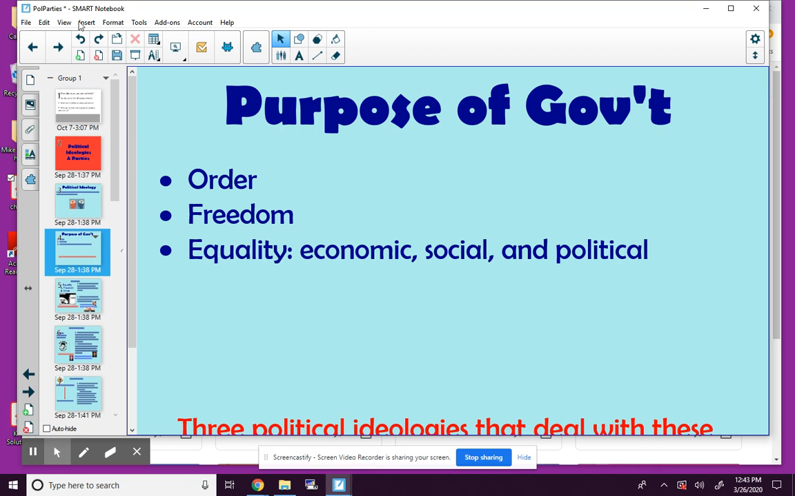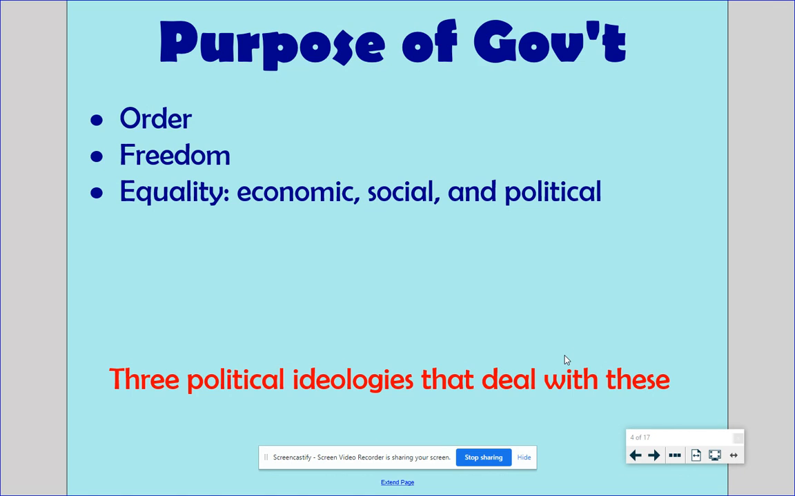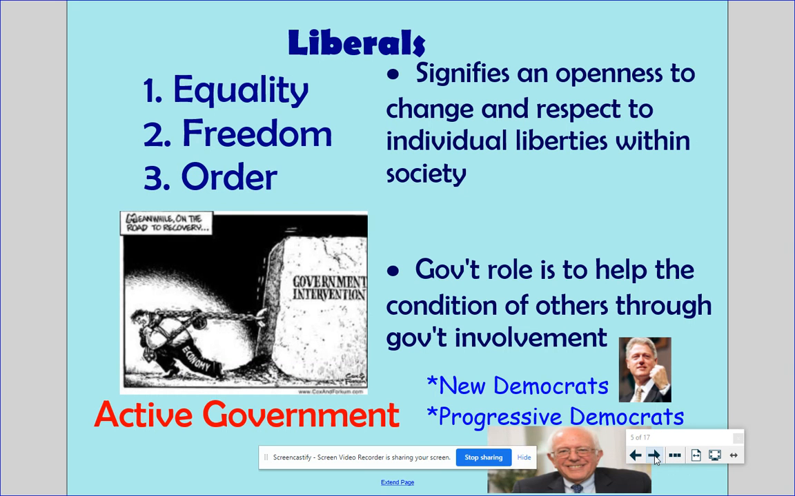As I mentioned earlier, there are three purposes of government: order, freedom, and equality. So we're going to look at three political ideologies that deal with these, and this is kind of universal, so it's not just for America. The first ideology, it's not a political party in the United States, it's an idea about politics, is called liberal.